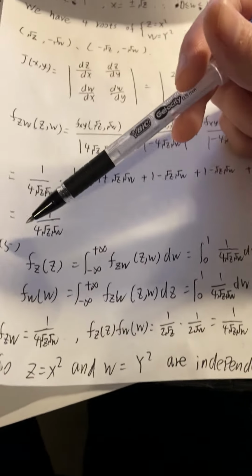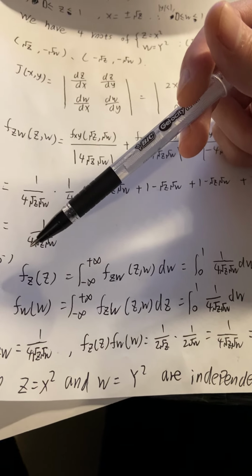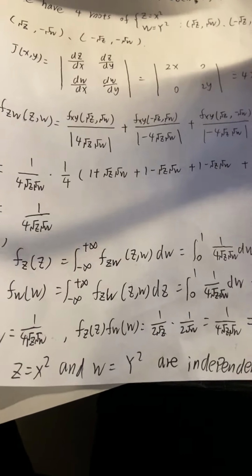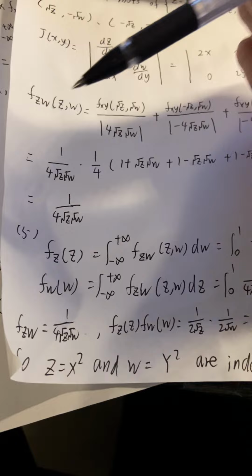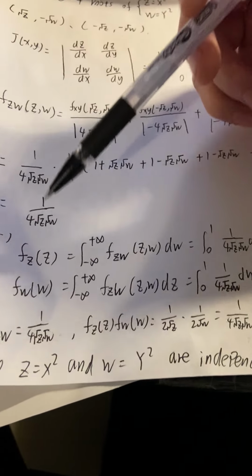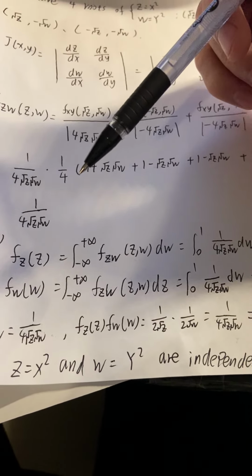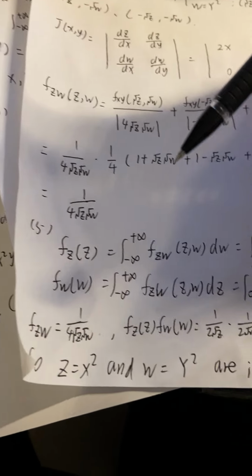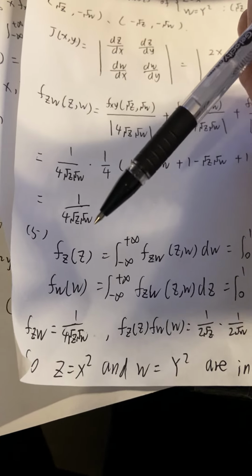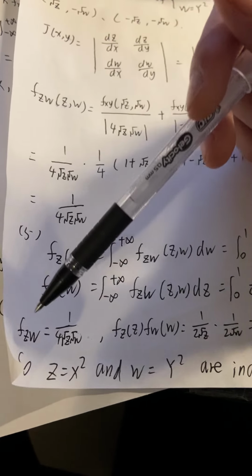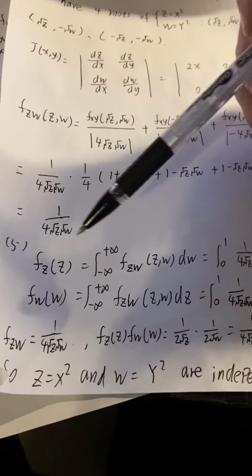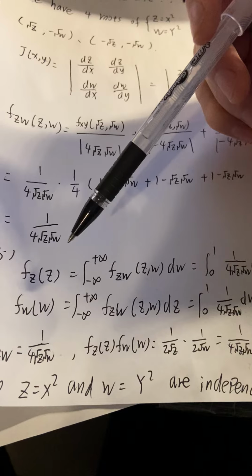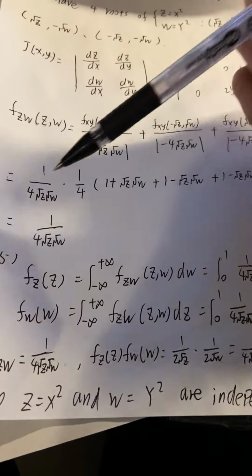The last question: prove or disprove that x squared and y squared are independent. We know z is x squared and w is y squared, and if z and w are independent, then their joint density function f_zw will be equal to f_z times f_w. So we can calculate f_z and f_w.